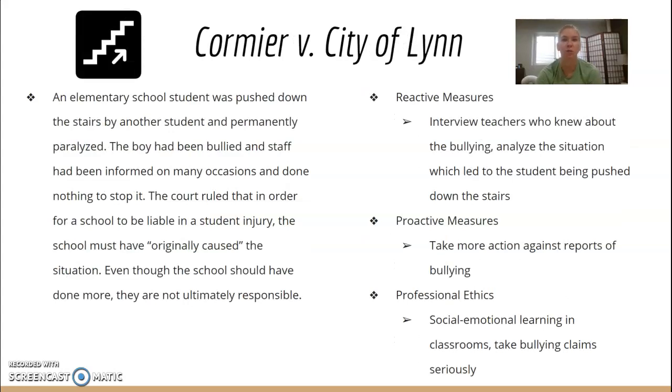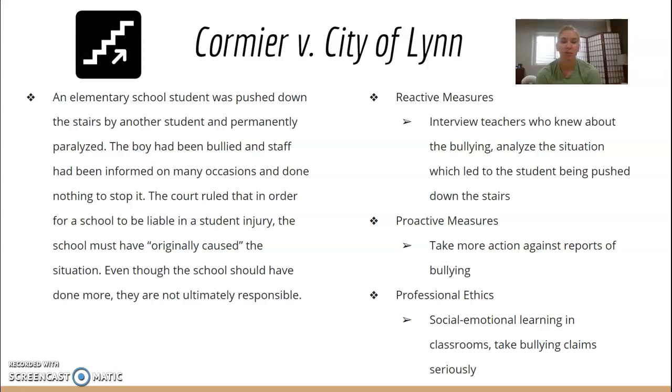And then the last one is Cormier versus City of Lynn, where an elementary school student was pushed down a flight of stairs by another student who had been bullying him. Apparently the staff had been informed of the bullying situation and had not acted on it. The student who got pushed down the stairs ended up being paralyzed, and the family sued. But the court ruled that the school is not liable because they did not originally cause the situation of bullying. They just failed to address it. And so the school could have done more, but was not ultimately responsible for the actions of the other student.